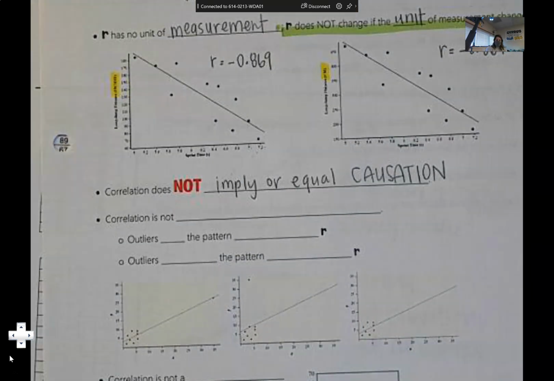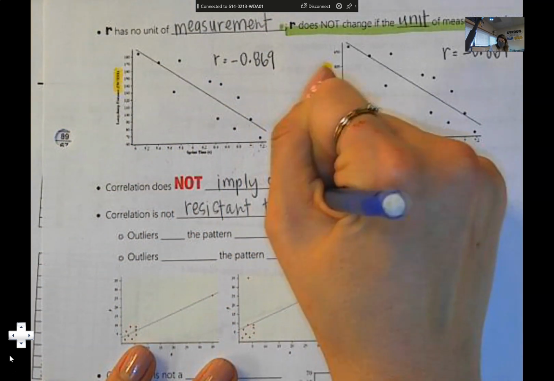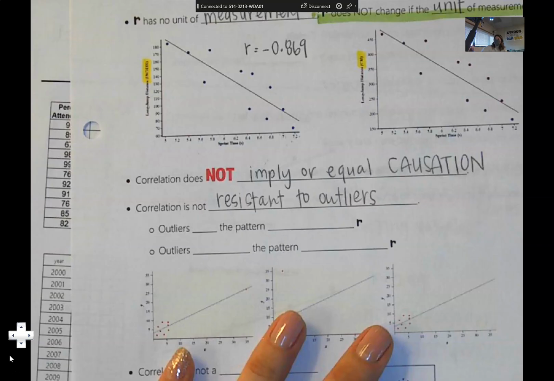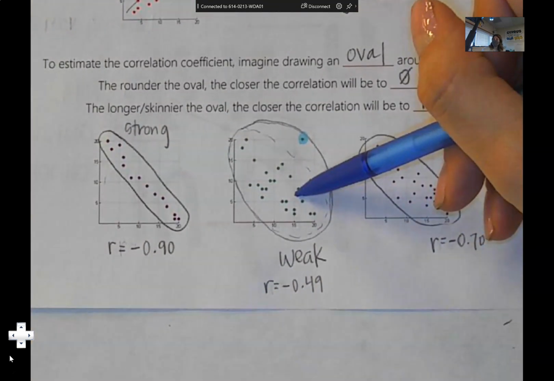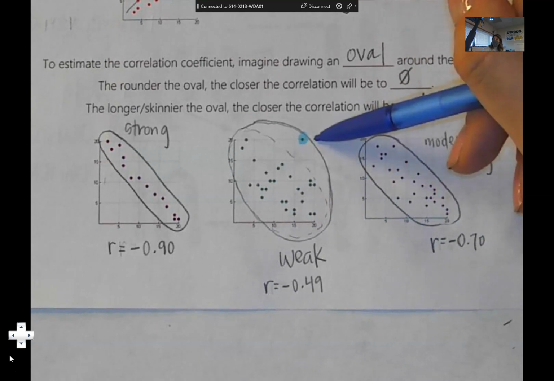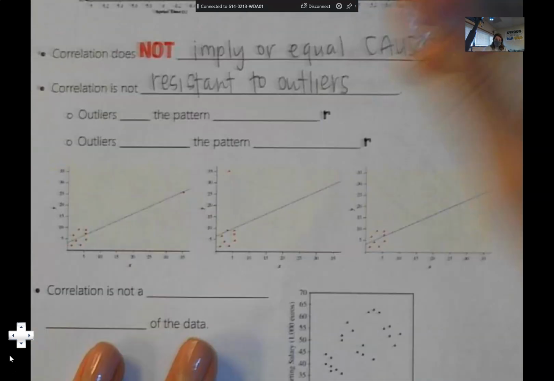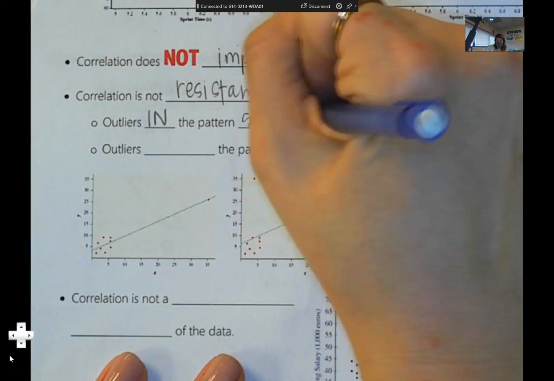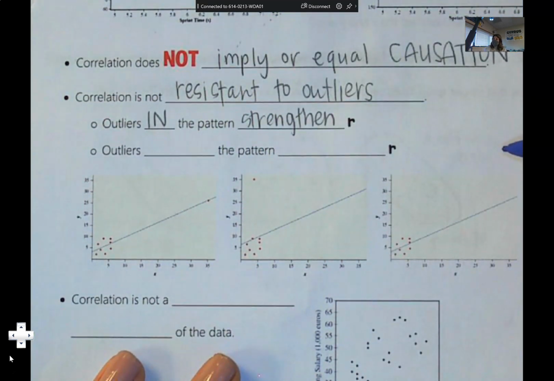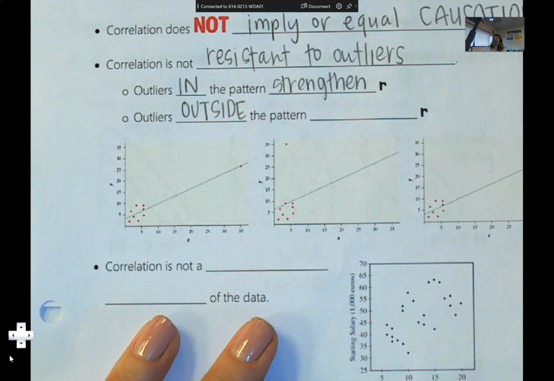Okay, correlation is not resistant to outliers. Correlation is not resistant to outliers, which we already know because we were talking on this page about how this is already weak if we don't include the outlier, but then when we include it, it's even less strong of a relationship. So outliers in the pattern strengthen R, and outliers outside the pattern weaken R.